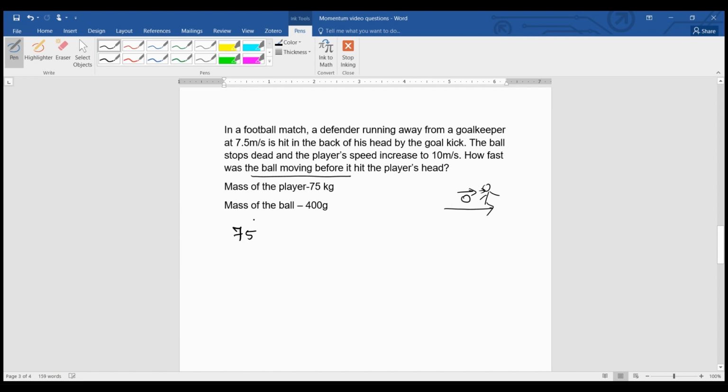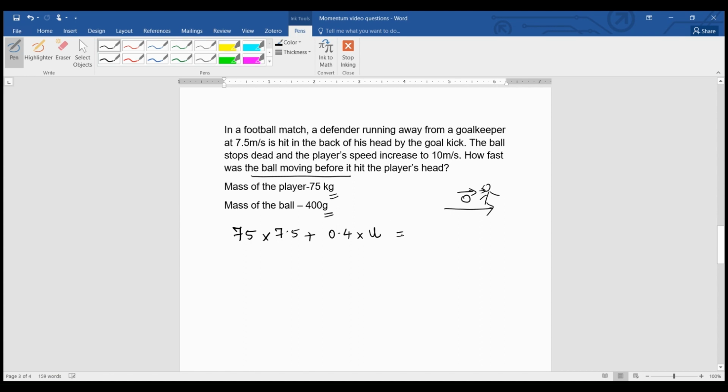What is the momentum of the player? The momentum of the player is the mass of the player multiplied by the velocity of the player, plus the mass of the ball. The mass of the ball is in grams, whereas the mass of the player is in kilograms, so we have to convert grams to kilograms. So 400 grams is 0.4 kilograms, multiplied by the velocity of the ball. We do not know that. We have to calculate the velocity of the ball because that is what the question asks: how fast was the ball moving before it hit the player's head?